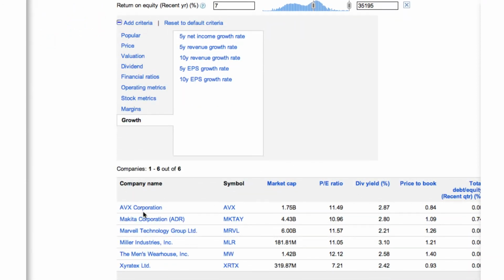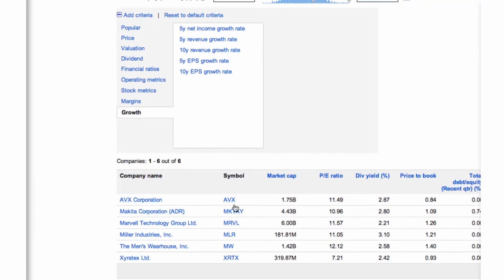And so when we look at this list, you can see that we have 6 different symbols that we could then look up. So if you want to look up AVX, you could then dig into that company a whole lot more. I would never, ever invest anything based off of just pulling some symbols off of a stock screener. This is a tool that's just going to get you in the ballpark. It's going to provide you some useful information as to where to start looking.